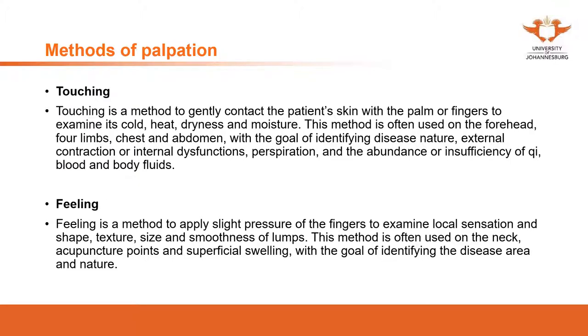The difference in Chinese medicine is that what we focus on is the feeling, the cold, the heat, this kind of feeling. Although the way to perform the palpation is the same as in the later video you can see from Western medicine, what we try to gather information from is the feeling of the coldness, the heat, or the dryness. And from the other parts, we also focus on the local sensation, shape, texture, size, or the smoothness of the lumps.